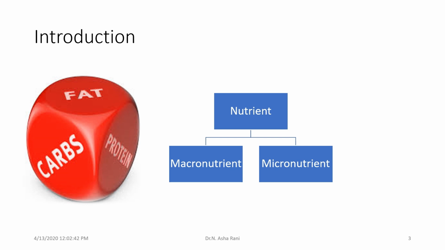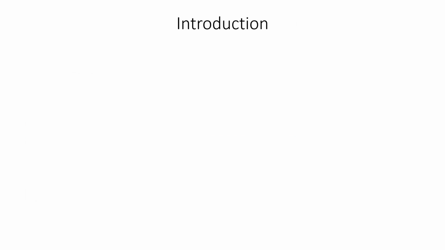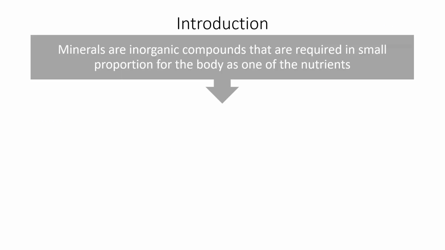Micronutrients are required in small quantities, and they are required for growth, metabolism, and cellular regulation. They include vitamins and minerals. One of the important micronutrients are minerals. Minerals are inorganic compounds that are required in small proportion by the body as one of the nutrients.